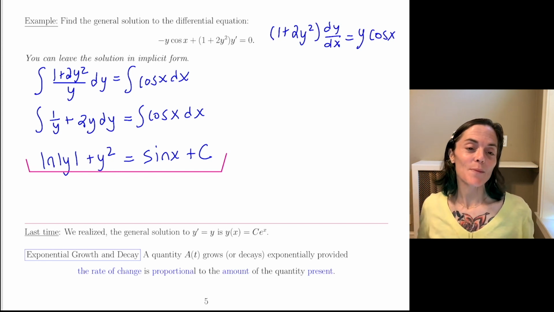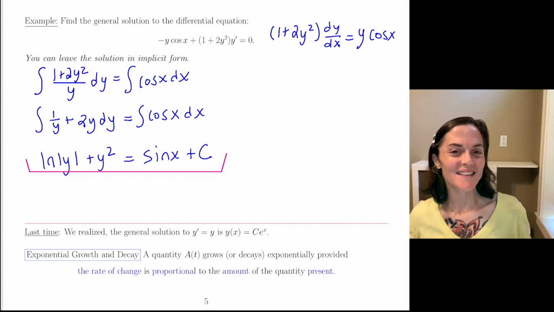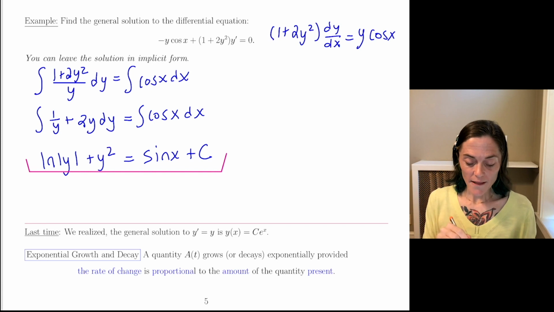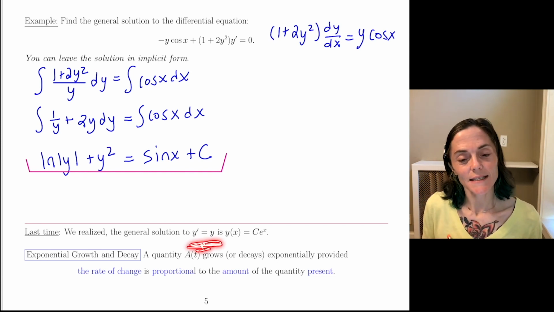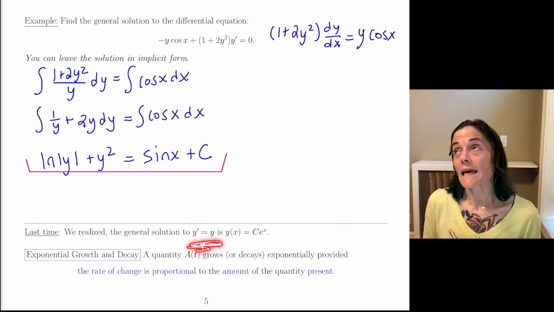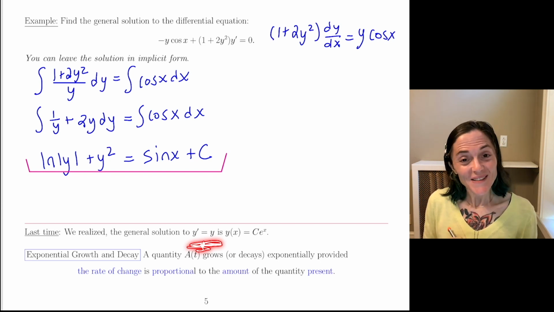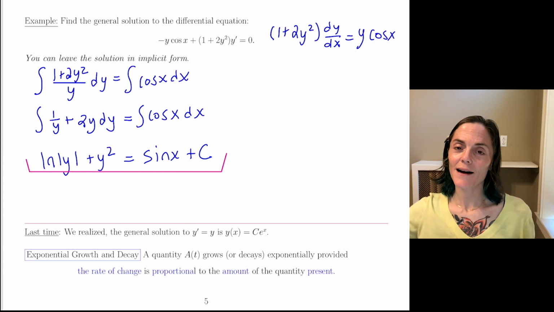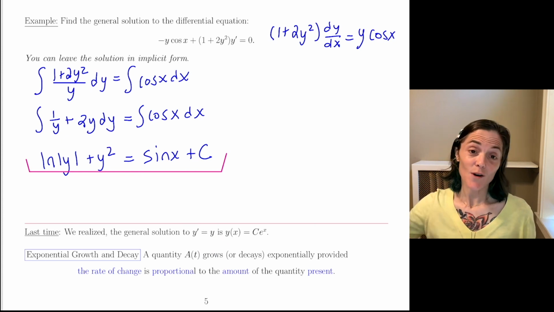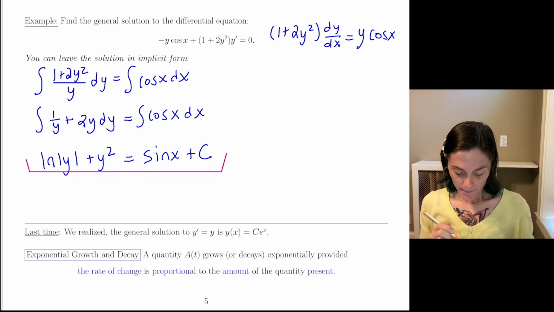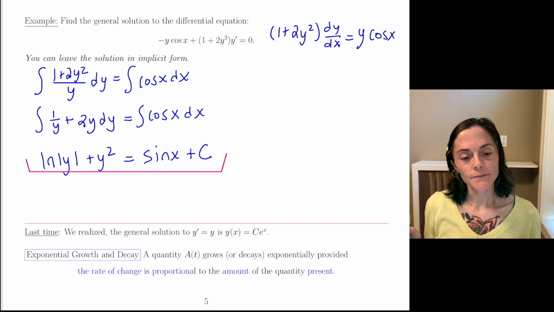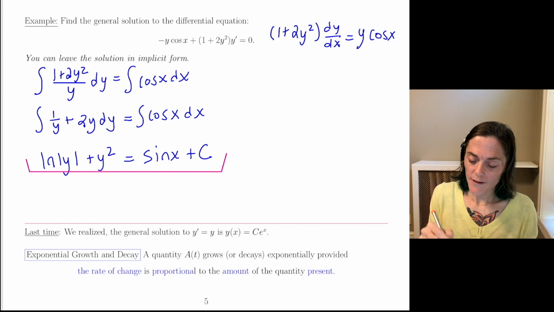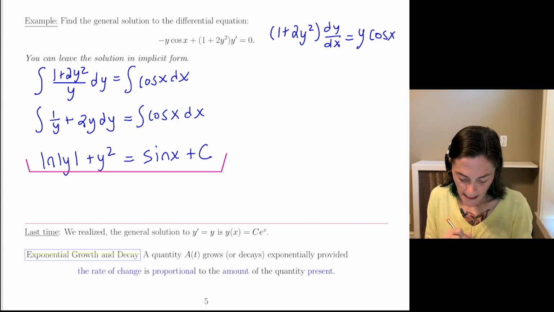Okay, now I want to take you back also to the last video. One of the very last questions I asked was, what is the general solution to y prime equals y? And I said, well, think about this for a moment. What's the only function that is its own derivative? And it's here, a constant times e to the x. This leads us into exponential growth and decay.